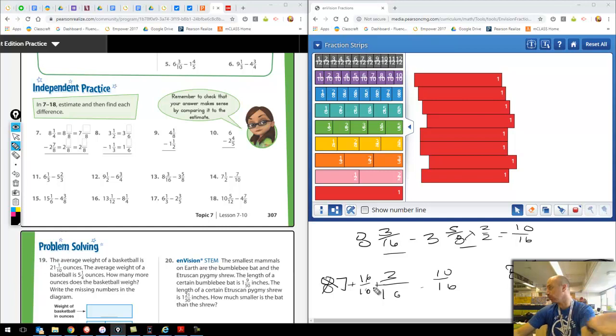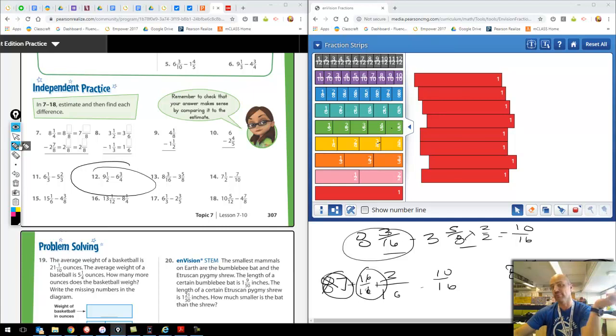So what we're finding is that the magic happens right here when we take away 1 from our initial number and rename it as 16/16, or 3/3, or 4/4, or 5/5, or 6/6, or whatever is equivalent to 1, and then add that in. Hopefully that'll help you get through these problems, and that's what we're doing when we're subtracting mixed numbers. Nice job.